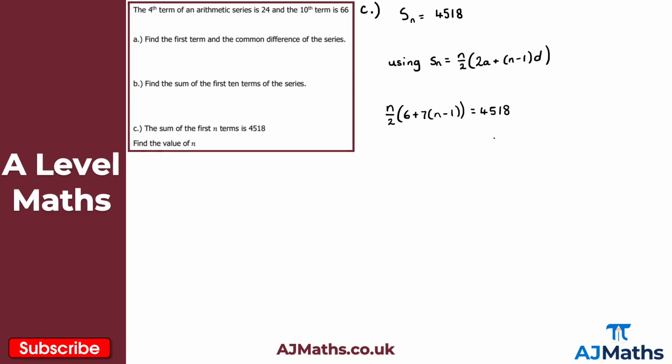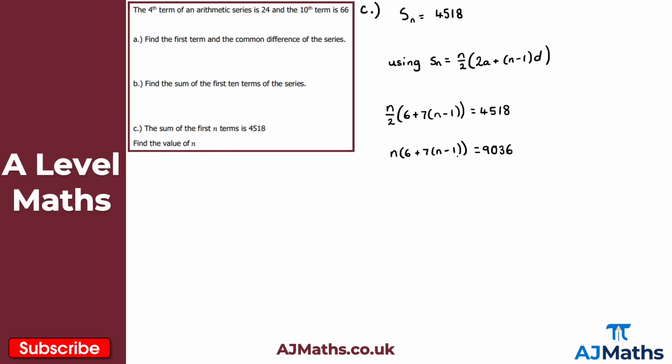Okay, what I'm going to do now is get rid of this denominator of 2 here, so I'm going to times both sides by 2. So on the left hand side we'll get n times 6 plus 7 lots of n minus 1, and that is equal to 4,518 times 2. That would give me 9,036. So we get 9,036 there.